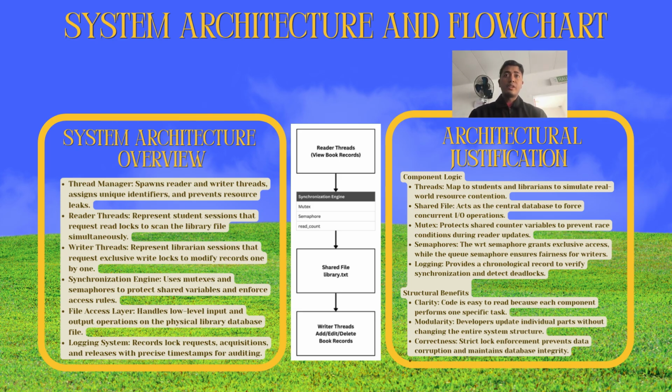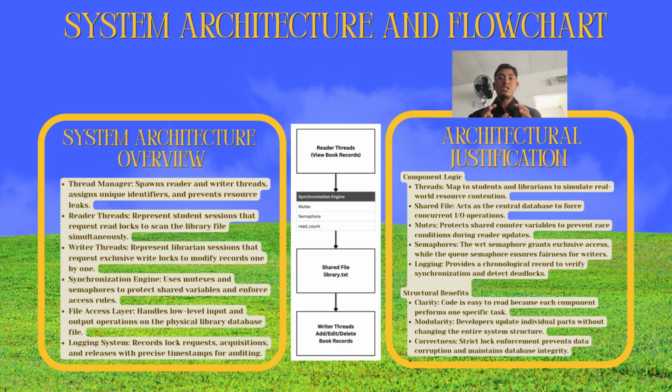So why do we do this? It is because for the component logic, the threads will map the student and the librarian to simulate the real world resource acquisition, and then the shared file acts as a central database. The mutex protects shared counter variables to prevent race conditions, like we said in the problem statement, and then the semaphores: the WRT semaphore grants the exclusive access, while the Q semaphore ensures fairness for writers. Logging provides a chronological record to verify synchronization and detect logs.